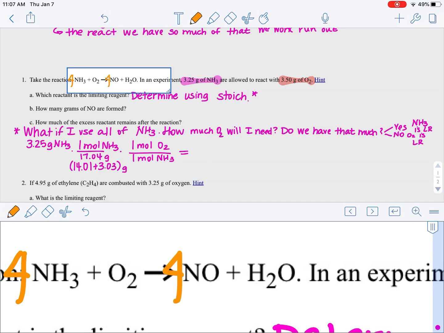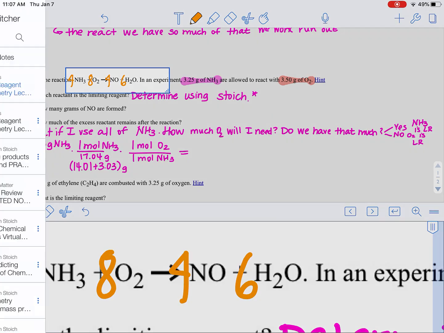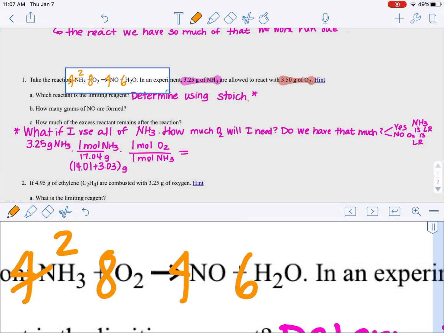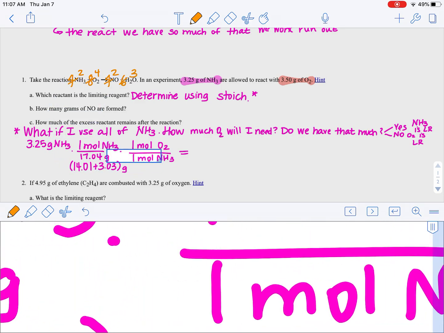Four N's, 4 N's, 12 H's, 12 H's, 12, 13, 14, 15, 16 O's. Oh, and when I look at that, the numbers 4, 8, 4, 6, they can be reduced by 2. So 2, 4, 2, 3. Those are really my coefficients.